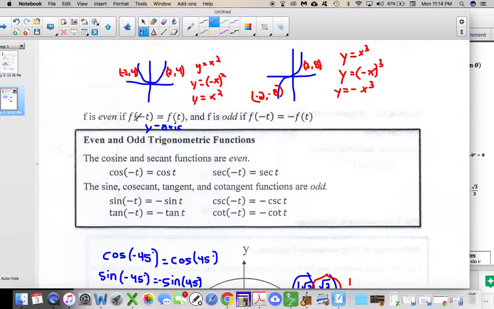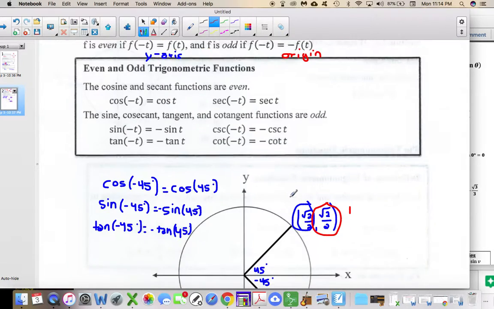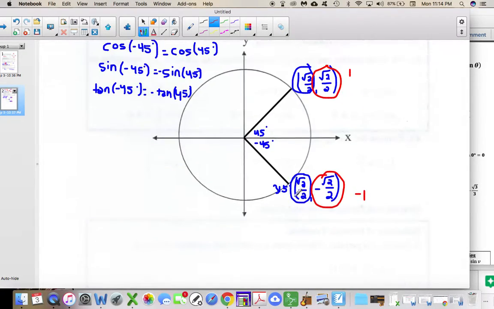Even is symmetric with respect to the y-axis. Odd is symmetric with respect to the origin. I didn't write that down. Origin. So what we learned in last chapter with y-axis and origin symmetry goes back to even and odd functions. So there you go.